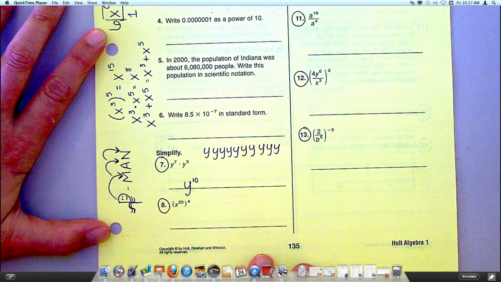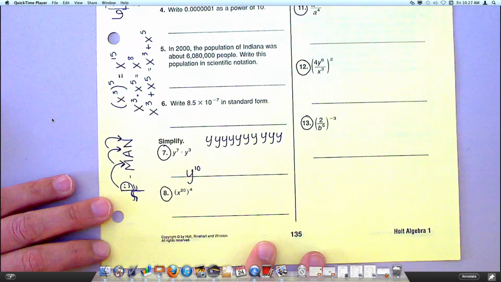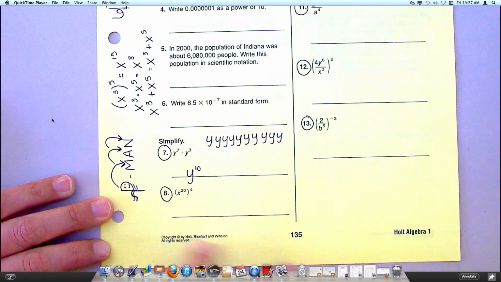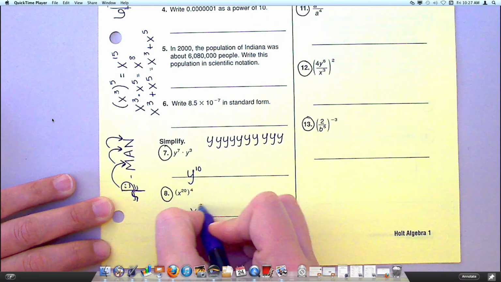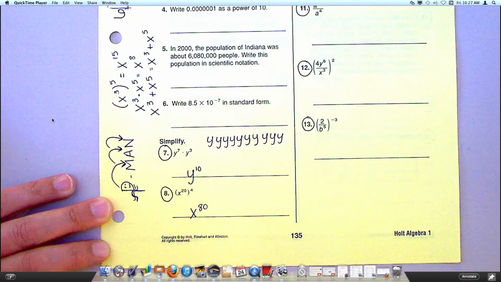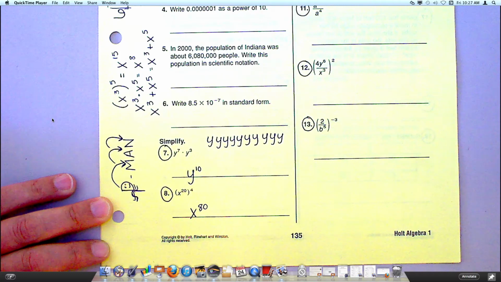Okay. All right, using P-Man, how would I do the next one then? Multiply. Yeah, 20 times 4 is 80. So this would be x to the 80th. Okay. And I'm not going to write out x to the 20th 4 times. That's too many x's. But we good there?